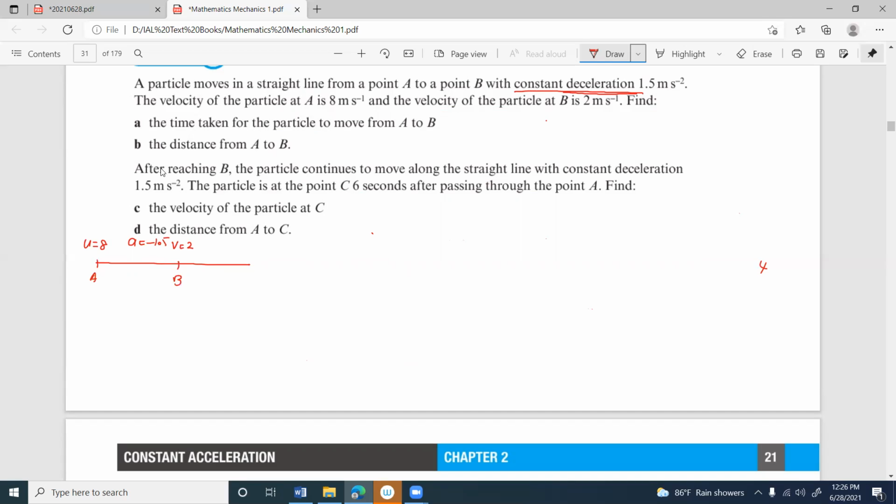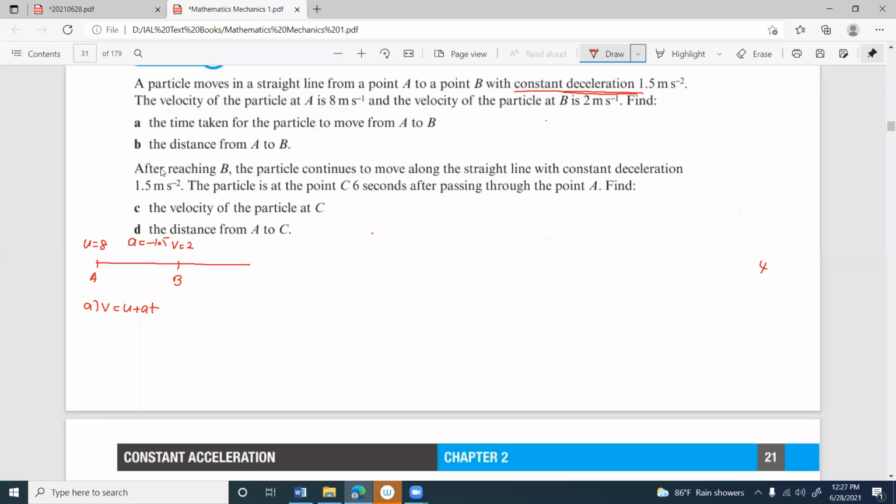Now you know U, V, and A. We need to find the value for T. What is the relationship joining U, V, A, and T? A equals V minus U over T. A equals V minus U over T, or you can write V equals U plus AT. Whatever the format is, it is correct. You also wrote the same equation.